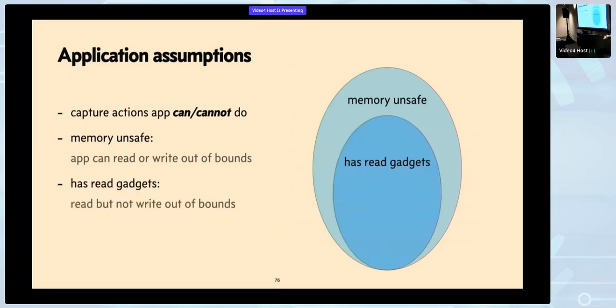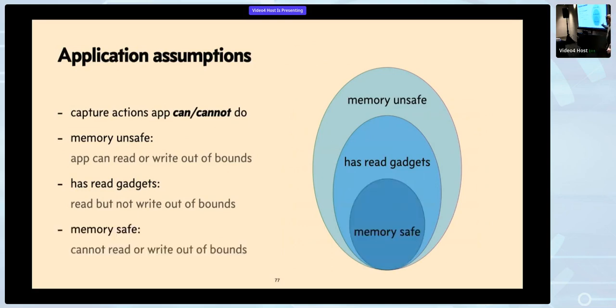A slightly more realistic model is what developers are actually worried about, where there are read gadgets somewhere in the application. Memory can be read, but we can't do quite so many attacks. And then lastly, something like Rust can be modeled by a memory safe attacker, which may not take any of these untoward actions. And later we'll talk about how Spectre fits into this picture, mostly being in that middle bubble.